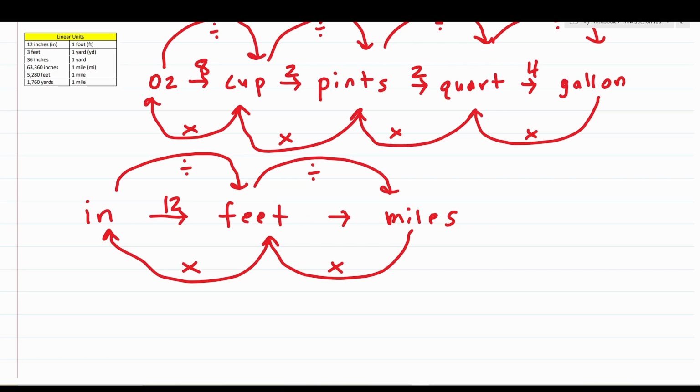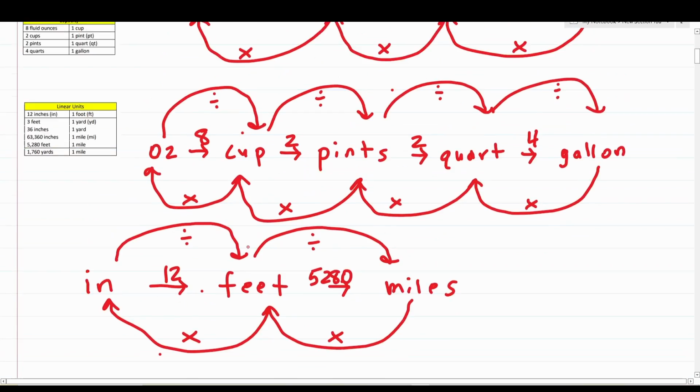All right, let's talk about feet and miles now. For this, you have to know that there are 5,280 feet in every mile. So to convert feet to miles, you're going to be dividing by 5,280. To convert miles to feet, you're going to be multiplying by 5,280.